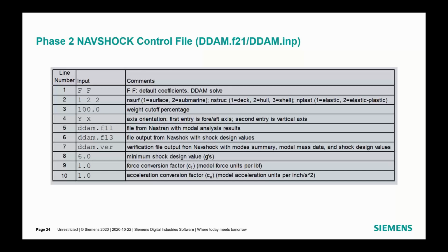It's basically 10 lines with some strings of text, and you can see the descriptions of them here, and they're just what you'd expect. The only thing we haven't discussed at this point is the last 2 lines are force conversion factors. So if you happen to have modeled in non-inch-pound-second units, you can put in conversion factors to correct that for the DDAM calculations.